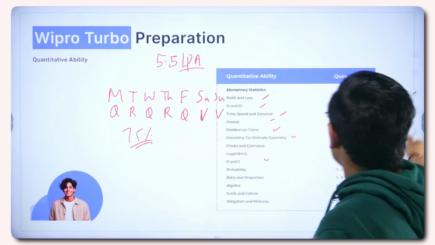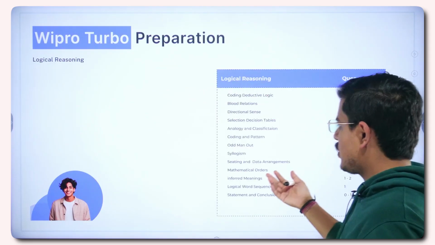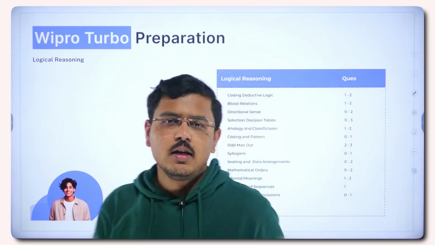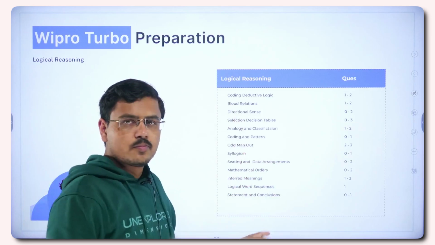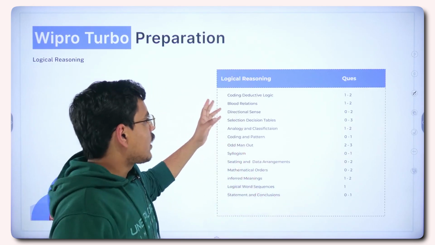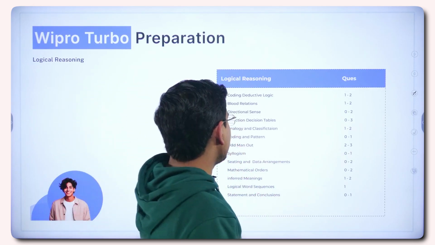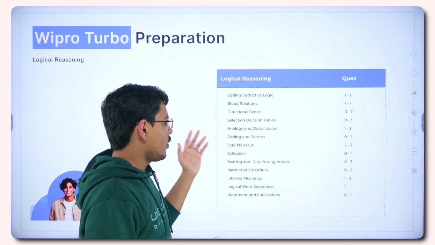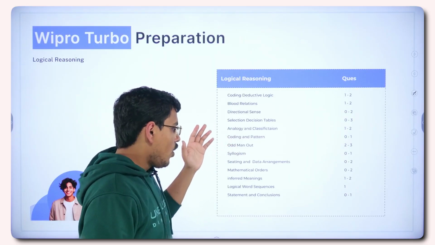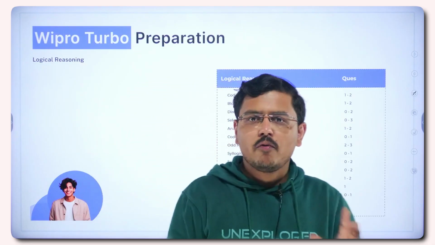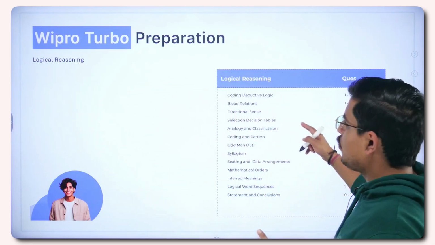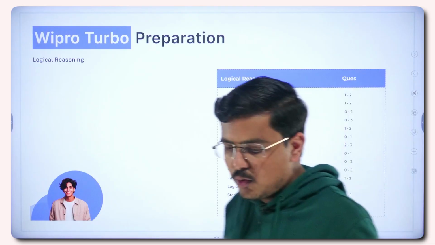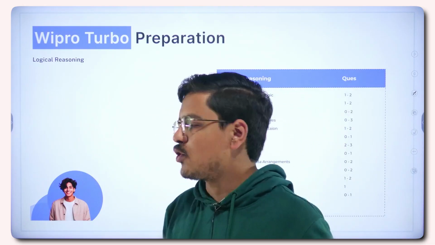Fine. So post this you have logical reasoning. In logical reasoning these topics are available to you. Fine. Coding, deductive logic, blood relations, directional sense, selection decision tables, analogy, classification, coding pattern, odd man out, syllogism, all of these topics. Fine. Now where do you find them? How do you prepare for them? I'll come to the preparation portion of it, don't worry, I'll show you.